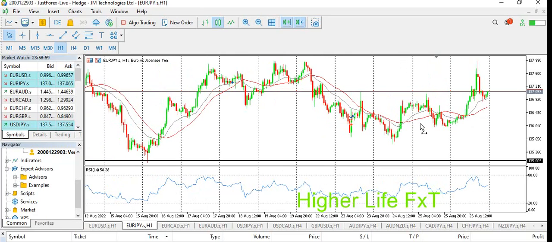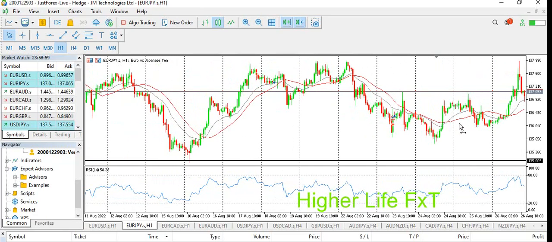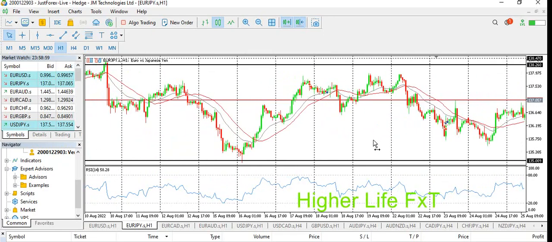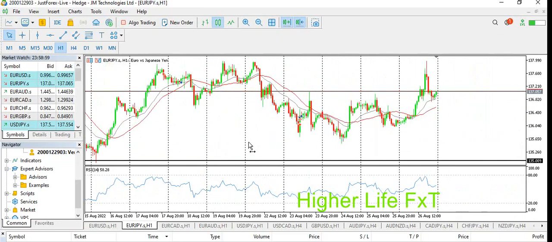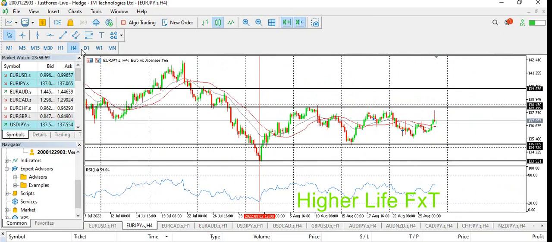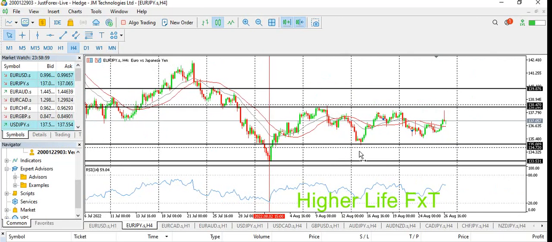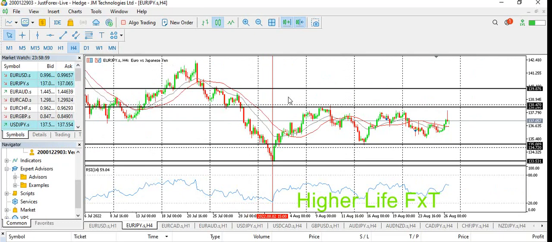All right, how is that? I move to 1 hour to find my entry. Get in there, get out, get in there, get out. So it is as simple as that. So my people, I want you to begin practicing this. It is very important to draw these lines on your chart.